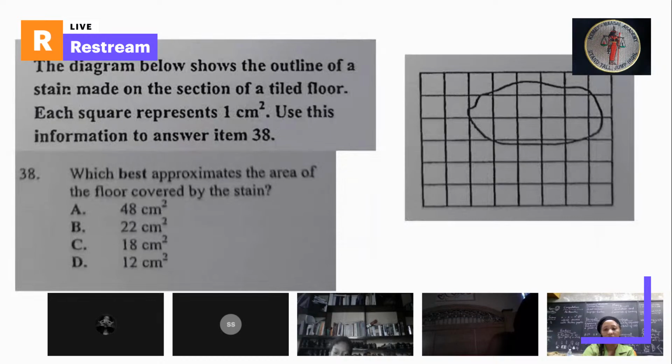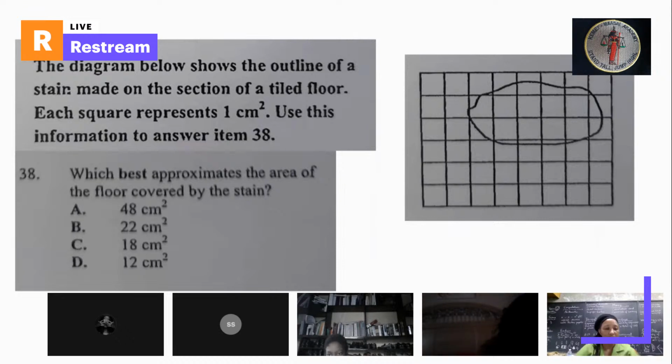John, can you see this one? Yes, miss, I can. Go ahead and read it for me, please. The diagram below shows the outline of a stain made of a section of a tiled floor. Each square represents 1 centimeter squared. Use this information to answer item 38. It's stain, not stair.